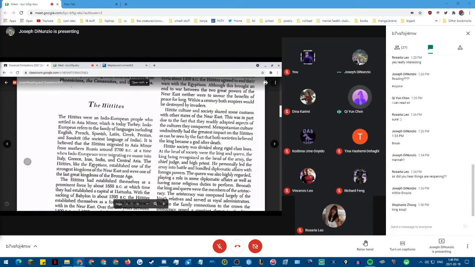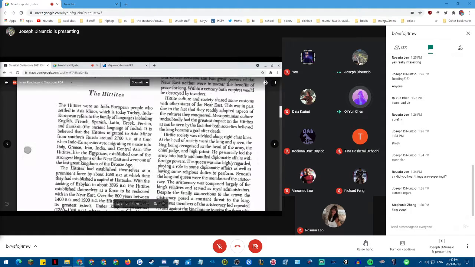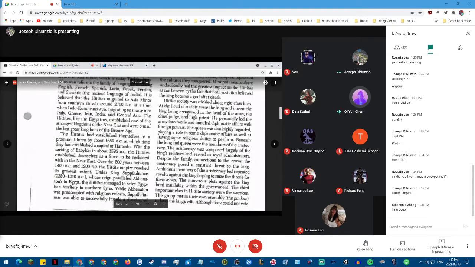He personally led the army into battle and handled diplomatic affairs with foreign powers. The queen was also highly regarded, playing a role in some diplomatic affairs as well as having some religious duties to perform. Beneath the king and queen were the members of the aristocracy. The aristocracy was composed largely of the king's relatives and served as royal administrators. Despite the family connections to the crown, the aristocracy posed a constant threat to the king. Ambitious members of the aristocracy led repeated revolts against the king, hoping to seize the throne for themselves. The numerous plots against the king bred instability within the government.